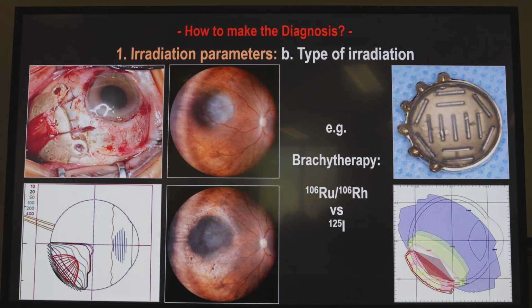On the other hand, with iodine plaques, that's gamma irradiation, and you see here how far the radiation travels towards the other part of the eye. And this is the very reason that all the centers that have access to proton therapy don't use iodine plaques, or nearly not, because of the radiation retinopathy.